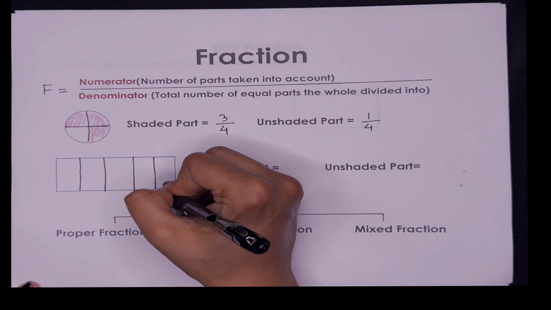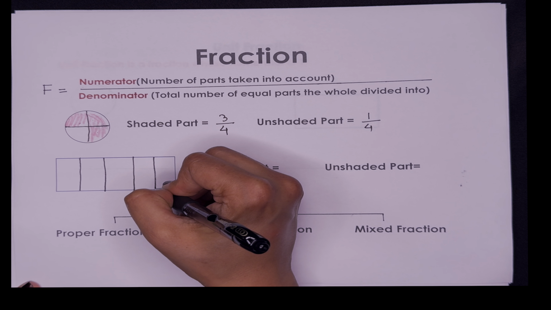Fractions have 3 types: proper fraction, improper fraction, and mixed fraction. A proper fraction is when the denominator is greater than the numerator. For example, 3 by 5. 3 is our numerator and 5 is our denominator. So 3 by 5 is a perfect example of a proper fraction. An improper fraction is when the denominator is less than the numerator. For example, 8 by 3. The denominator is 3 and the numerator is 8. Because 8 is greater than 3, this is a perfect example of an improper fraction.